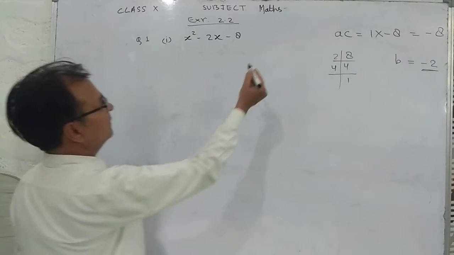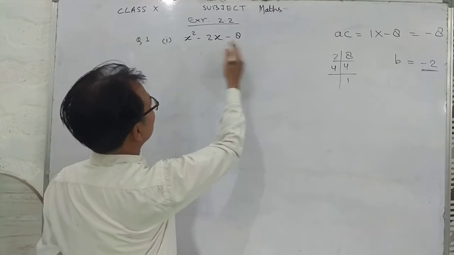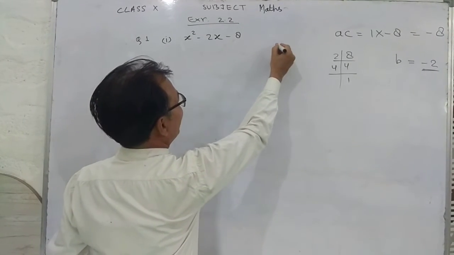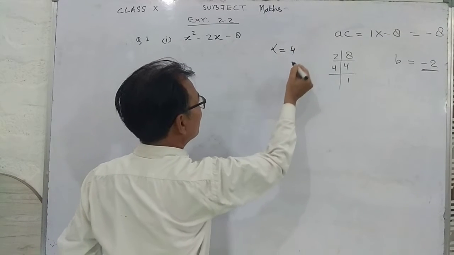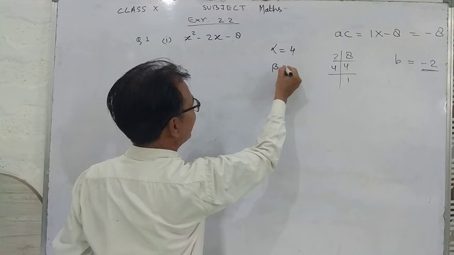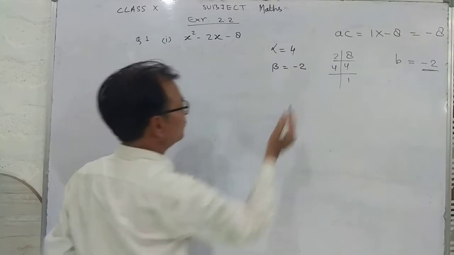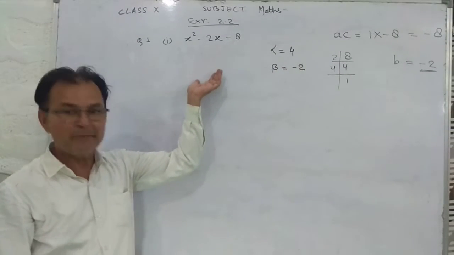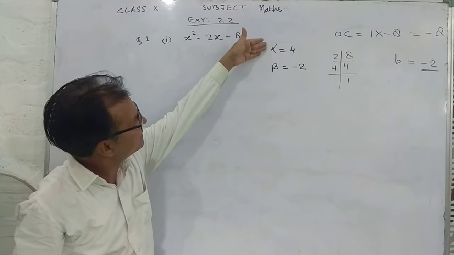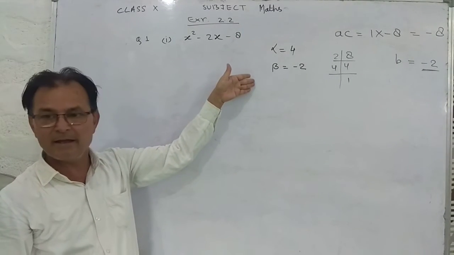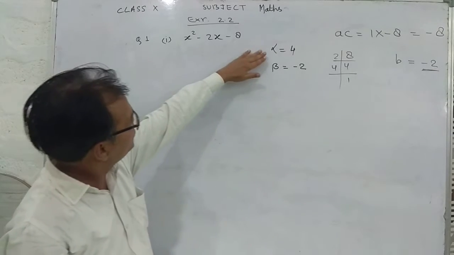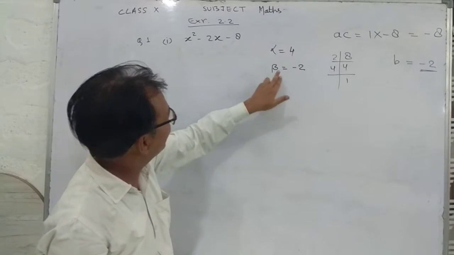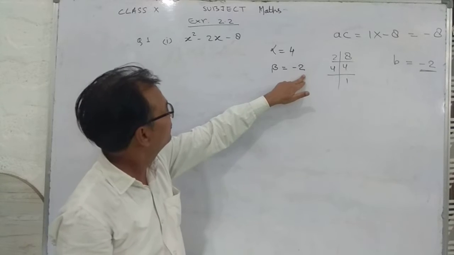Yes, now we can say we calculated the zeros of this quadratic polynomial: alpha as 4 and beta as minus 2. Now we will have to verify the relation between coefficient and its zeros. So the zeros are alpha is 4 and beta is minus 2.